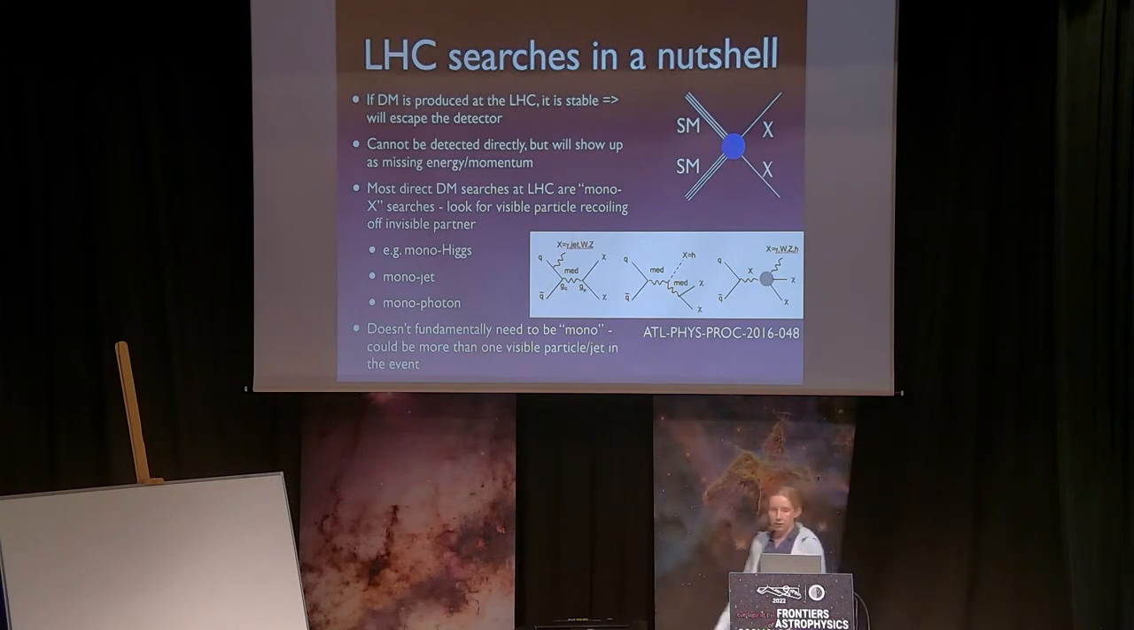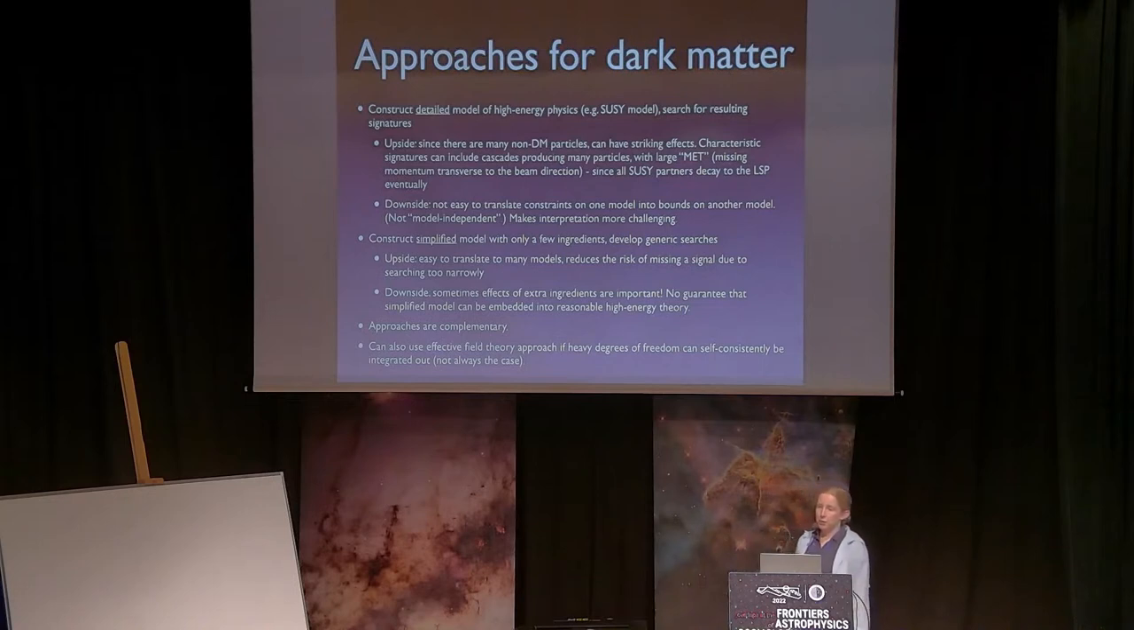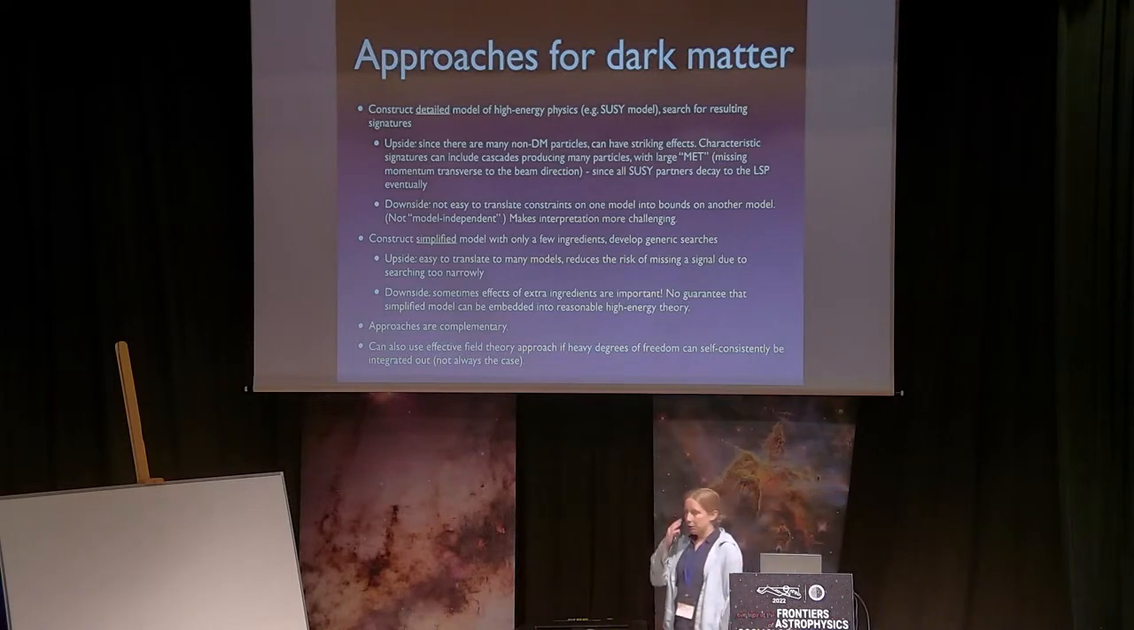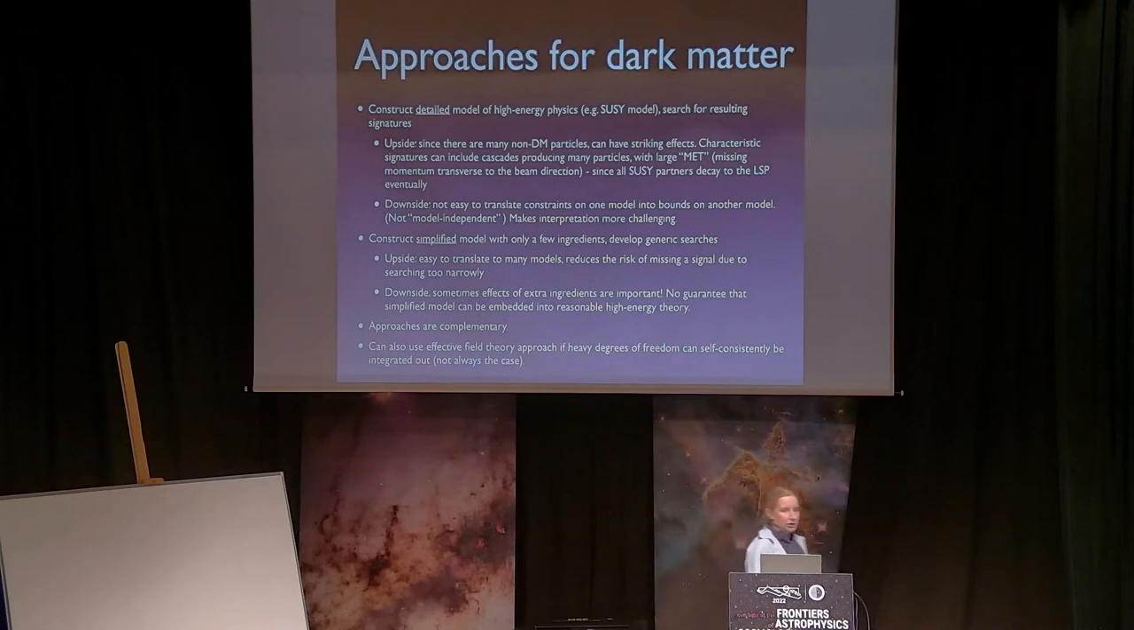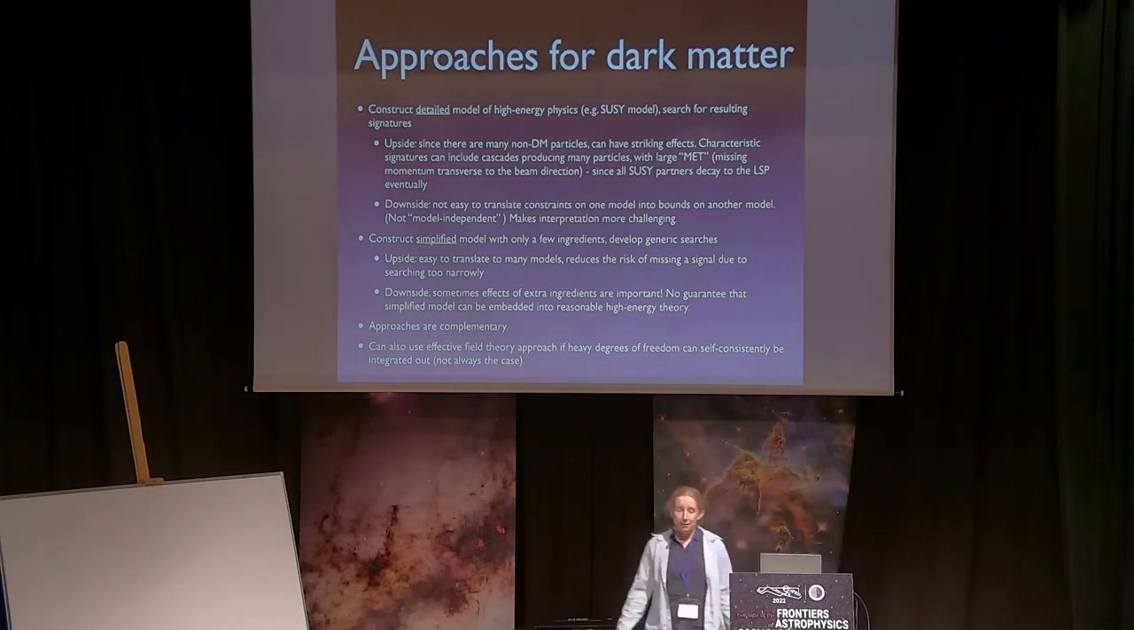When you do that kind of search and you want to translate it to a dark matter model, you have a couple of different possibilities. So first, you could say, okay, I'm going to take a top-down approach. I'm going to construct a detailed model for my high-energy physics, for example, some parameter point in supersymmetry parameter space. And you could search for the resulting signatures from that.